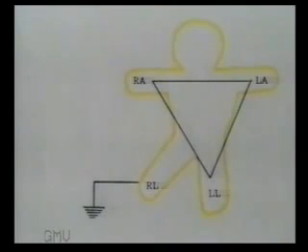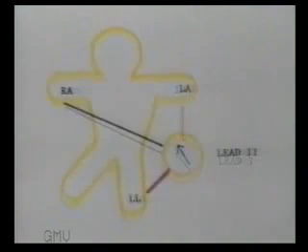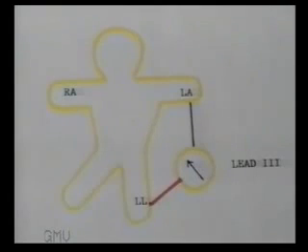So in effect, we have 3 active electrodes whose combinations will give us 6 leads: 3 bipolar leads, 1, 2 and 3, and 3 unipolar leads, AVR, AVL and AVF. Leads 1, 2 and 3 are bipolar leads, and they record the electric potential difference between 2 extremities at a time. Lead 1, as you can see, records the potential difference between left arm and right arm. Lead 2 records the potential difference between left leg and right arm. And lead 3 records the potential difference between left leg and left arm.